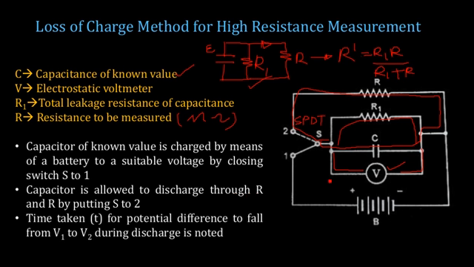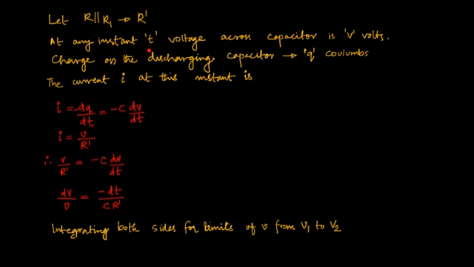Now what we do is that once the capacitor starts to discharge, we take the readings for a time period of T, with the capacitor voltage reducing from V1 to V2. Okay, so you have an initial voltage of V1 and it is reducing to V2 in time T. So during this time what happens? Okay, so this is already mentioned, R parallel R1 is taken as R dash. So at any instant t, the voltage across the capacitor is V volts. Now your capacitor is connected like this.